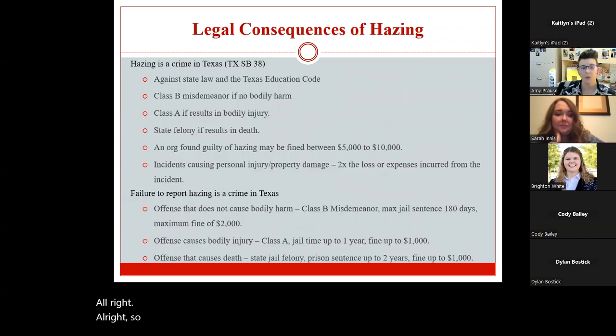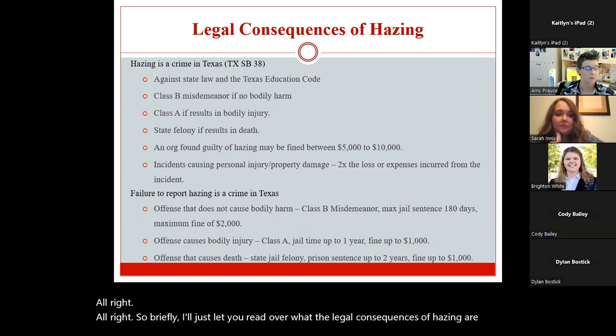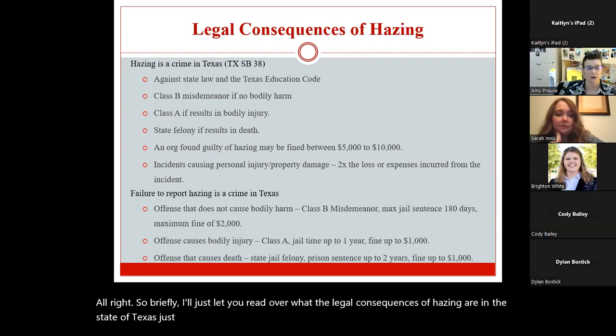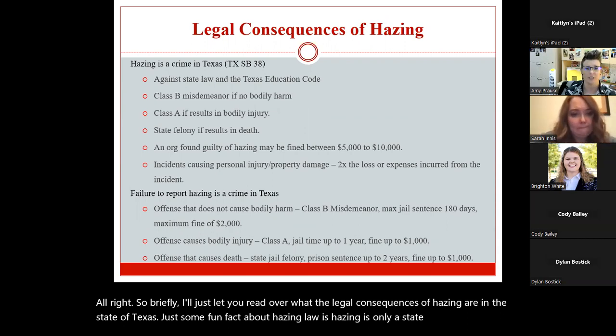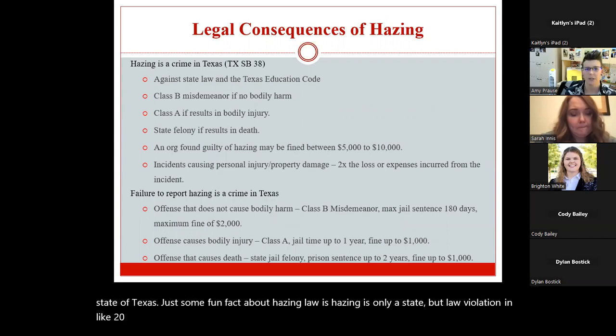Briefly, I'll let you read over the legal consequences of hazing in the state of Texas. Just a fun fact about hazing law: hazing is only a state law violation in about 22 states in the country. There is no federal law that bans hazing.